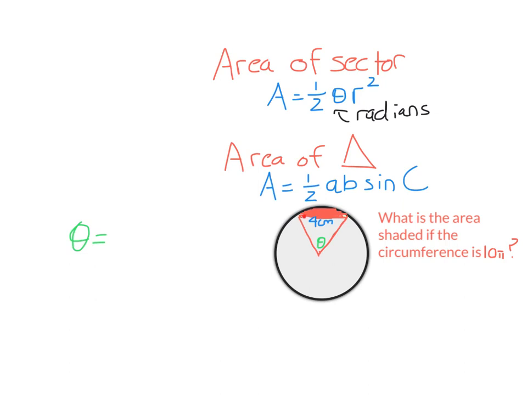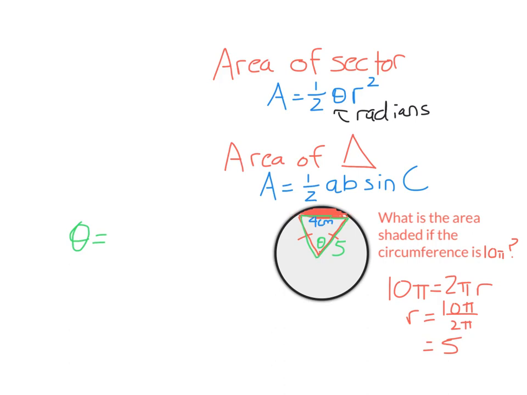Now, I know this side is 4, and I can easily find these two sides here. They will be the same because they're the radius of the circle. If the circumference of the circle is 10 pi, remember the circumference is equal to 2 pi times the radius. All I need to do is divide each side by 2 pi. So 10 pi over 2 pi is 5. The radius of this circle is 5. Now what I have is a triangle here, and I know all three sides, 5, 5, and 4.